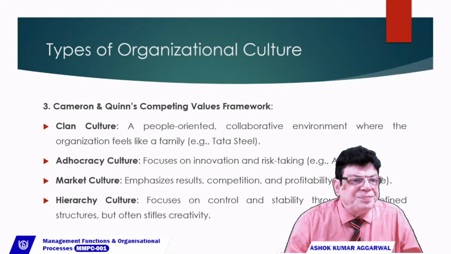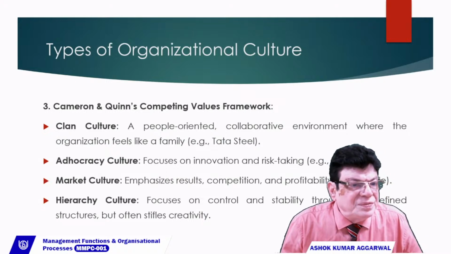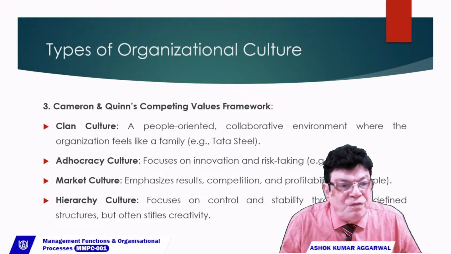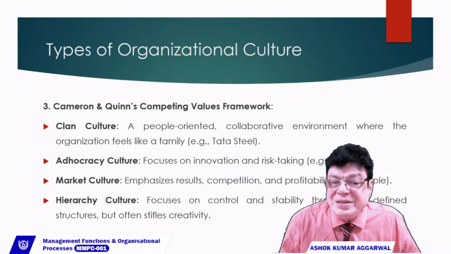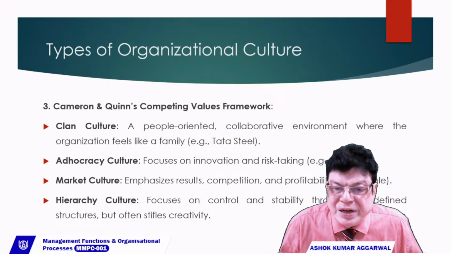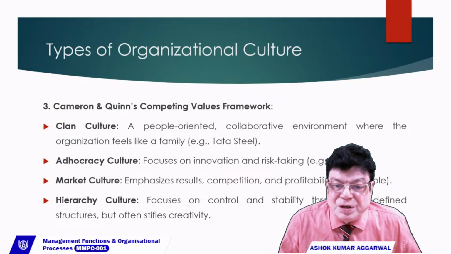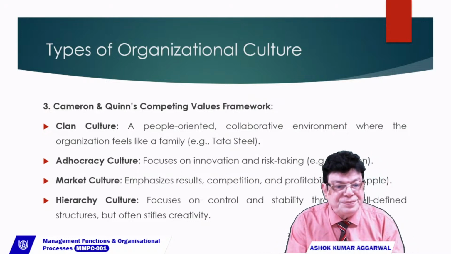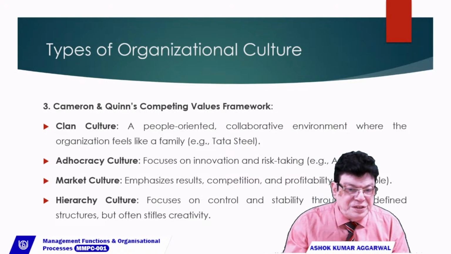Types of organizational culture: Cameron and Quinn's competing values framework. Clan culture: a people-oriented, collaborative environment where the organization feels like a family. That is Tata Steel, like you see, then Reliance. Adhocracy culture focuses on innovation and risk taking. That is Amazon. Market culture emphasizes results, competition, profitability. That is Apple. Hierarchy culture focuses on control and stability through well-defined structures, but often stifles creativity.